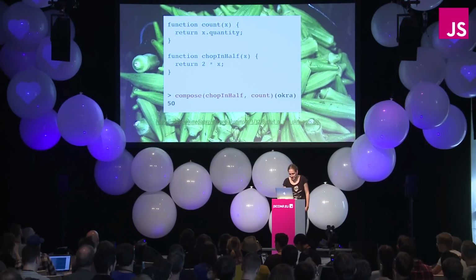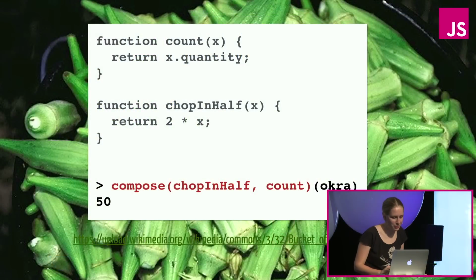Let's try it out. So here I count the pieces of okra and chop them in half. Remember, we had 25 pieces of okra. And I'm just chopping them in half, so I get double the amount of okra. So I can compose the two, and then I get 50 okra. So we can see from this combination we were building something new. And this style of programming can bring our programs closer to the declarative style, in which we just tell the computer what to do, but not how to compute it step by step. And programs in the declarative style are usually easier to read, because we don't have to keep the state of the workspace in our head at all times.